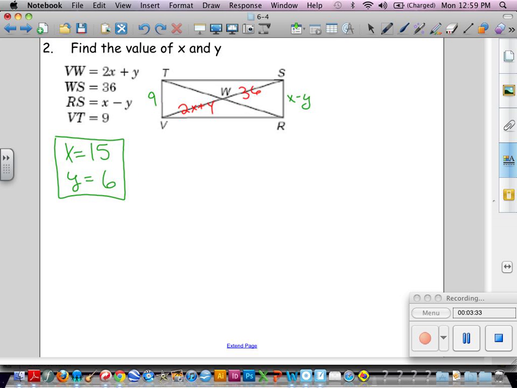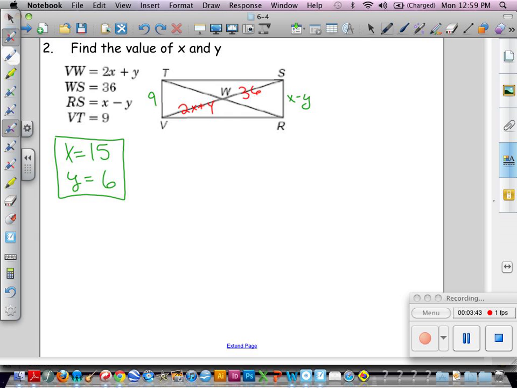Moving on to the next problem. We're asked to find the value of x and y. Pause the video and see if you can get this answer. If so, then fast forward. All right, so as I'm working this problem out, I know opposite sides are equal, so I wrote my first equation. 2 variables, 2 equations. So my second equation, 2x plus y equals 36 because diagonals bisect.